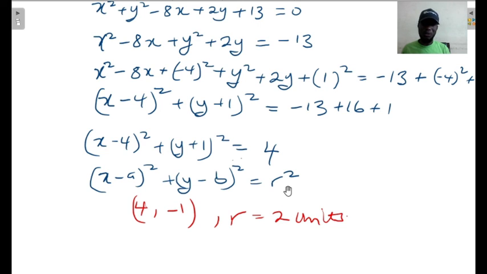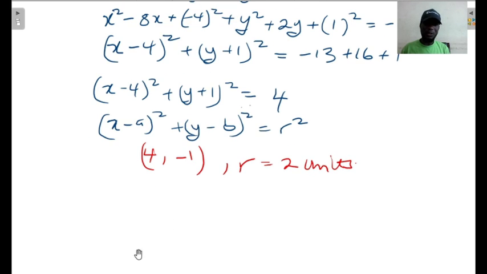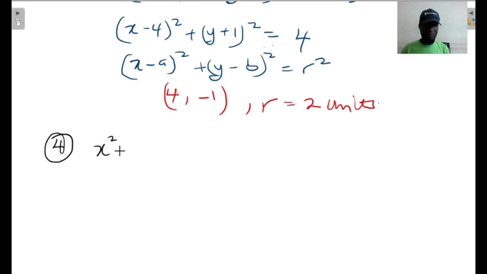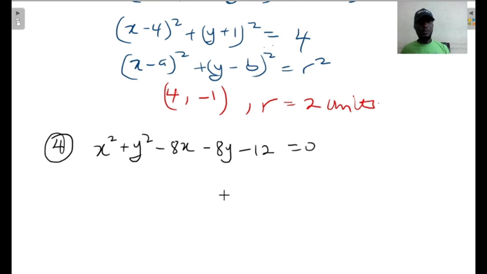Now let me give you the next question, which I would like you to pause the video and solve and share your answer with me in the comment box if you wish to. This is a question. You have to find the center and radius of the circle with equation x squared plus y squared minus 8x minus 8y minus 12 equals 0. So pause the video, work it, and compare your answers with mine later.